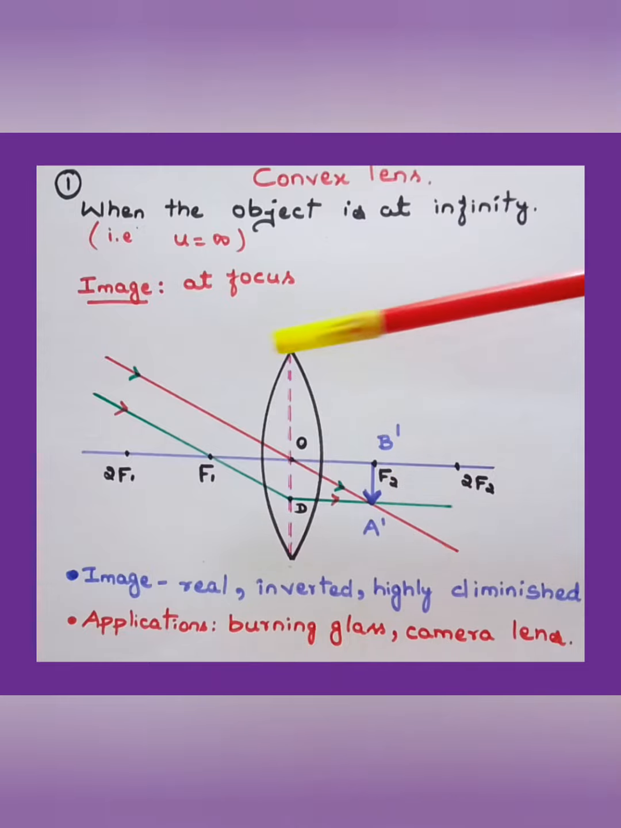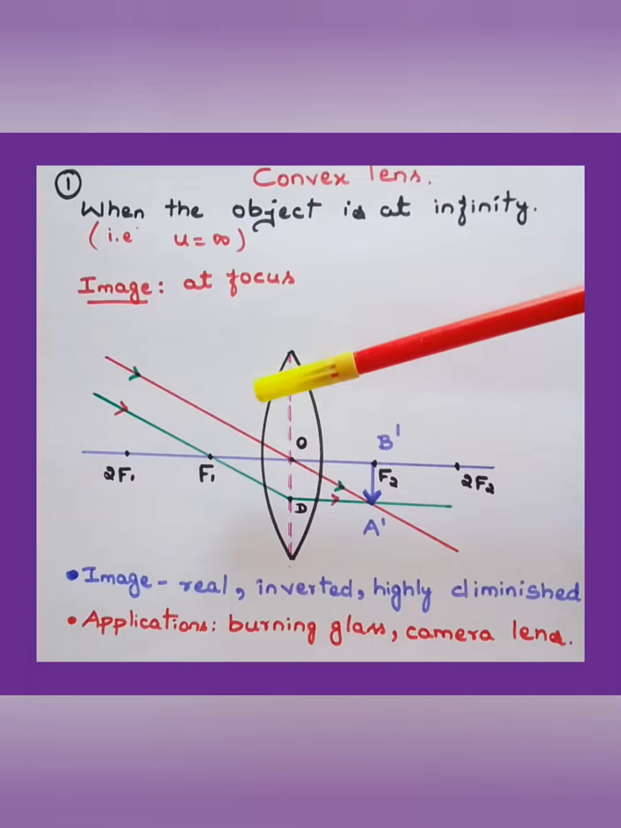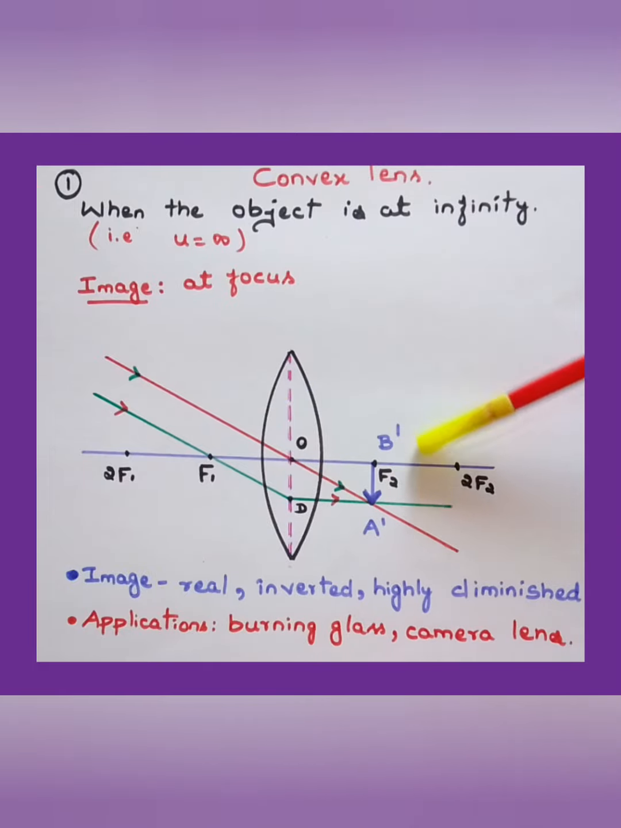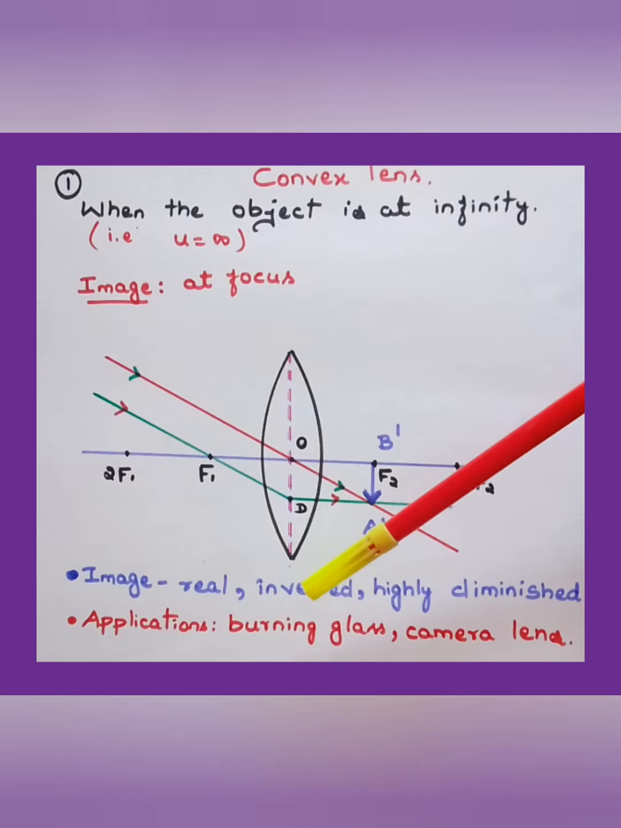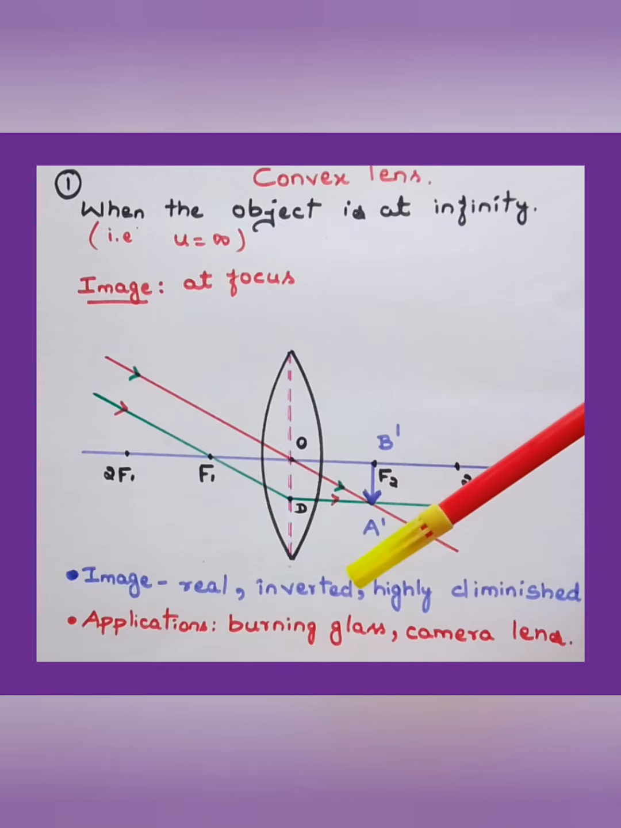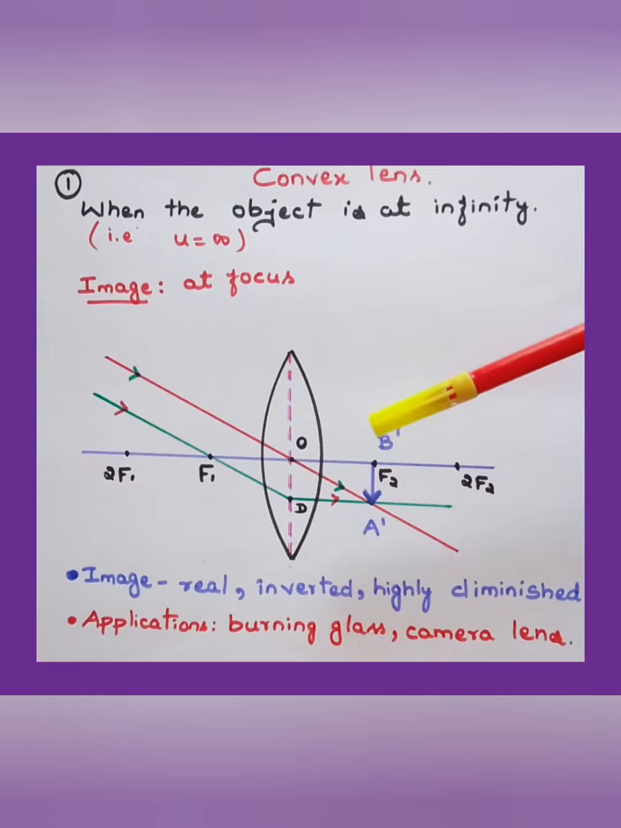It is highly diminished. Suppose you are focusing a far away object, an infinite object, maybe the sun you are focusing, and you can get the image, a real image. Actually a real image will always be inverted, and it will be a diminished image. Okay, and it is used in the case of burning glasses. You would have played with this burning glass when you were small, or you would have learnt about that. So the application of this is in burning glasses, and even camera lenses also use this type of object and image position rule.